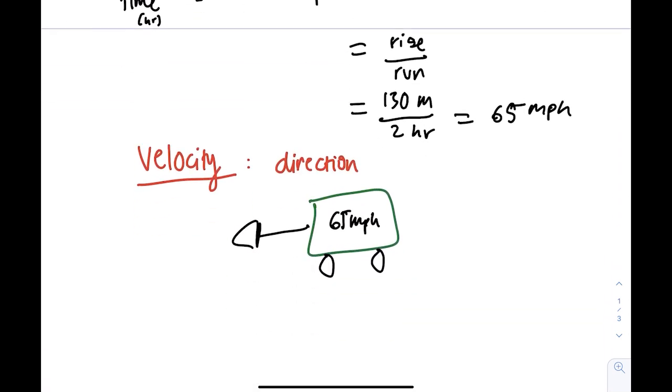Or oftentimes physicists like to represent direction by assigning a positive and negative value. And this makes it a little bit more concise as opposed to saying 65 miles per hour backwards or forwards. So instead of saying backwards, they say negative 65 miles per hour. So a crucial concept here is velocity represents direction, and that therefore makes it a vector quantity.